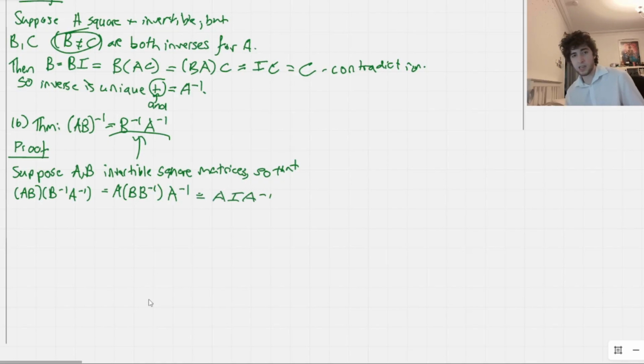And from results that we proved yesterday, A times the identity matrix is just A. Now since A to the minus 1 is the inverse for A, A times A to the minus 1 is equal to A to the minus 1 times A, which is equal to the identity matrix. Okay? So we have shown successfully that AB multiplied by B inverse A inverse is just the identity matrix.